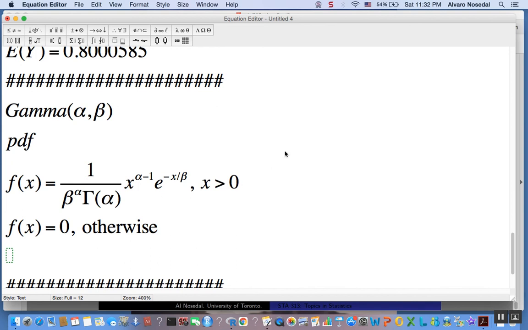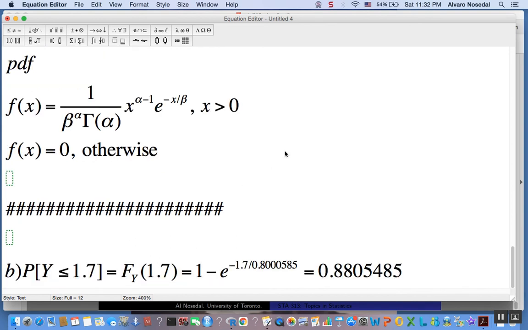Basically that was it, because part B was easy once we had the expression for the CDF of a generic exponential with parameter beta. Okay, so that was it.